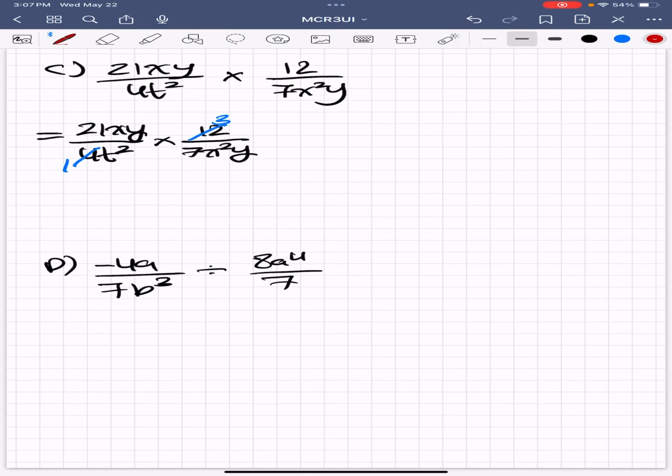Okay, and then we have y would be crossed out on both sides. This 7 and 21 are both divisible by 7. So 7 would become 1, 21 would become 3. And then x would be crossed out, and this little 2 right there would be crossed out as well. And what are we left with? 3 over t squared times 3 over x.